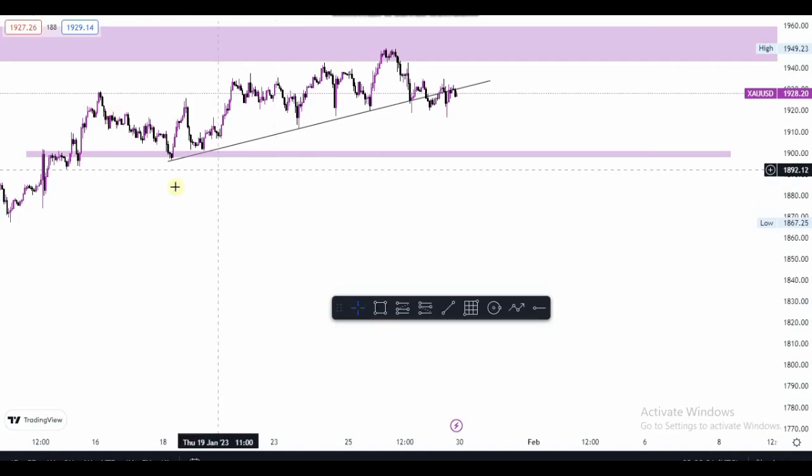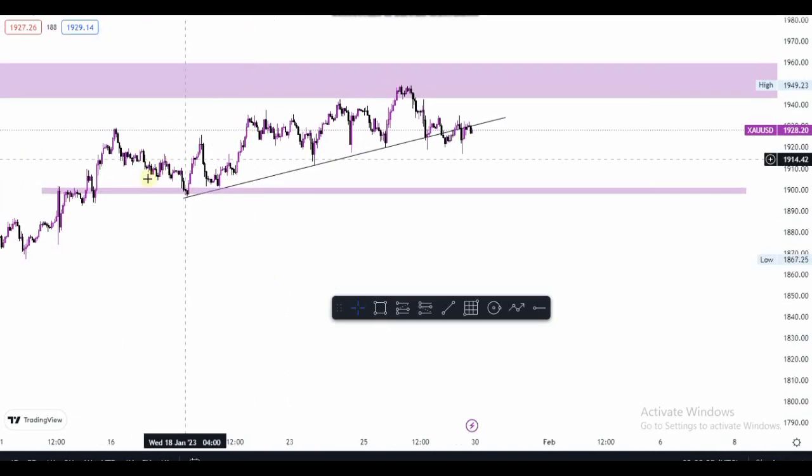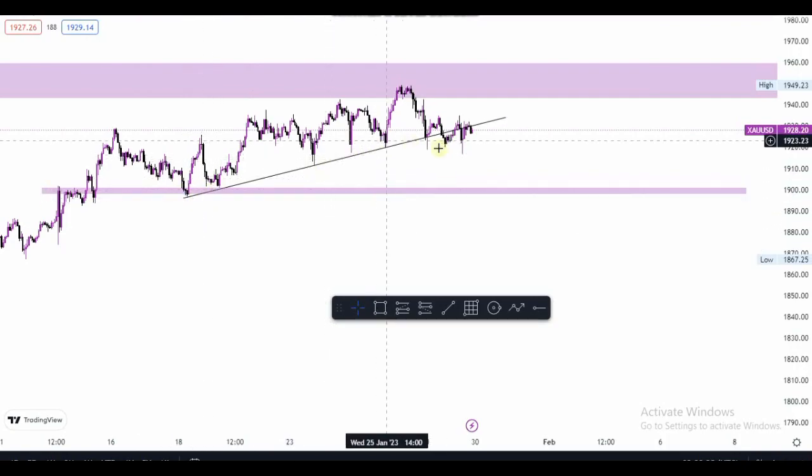First touch. It's actually more touches on a lower time frame. So this is the first touch, second touch, third touch, fourth touch, fifth touch, and the market broke the structure, and now we're below this structure. So how do we enter the market over here?